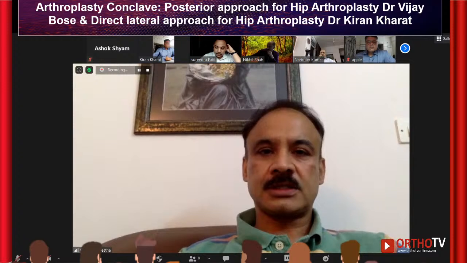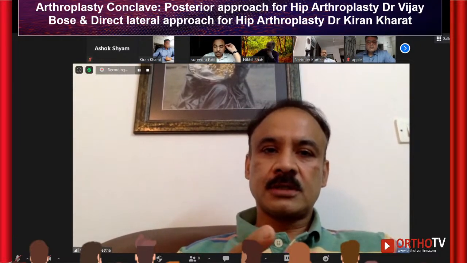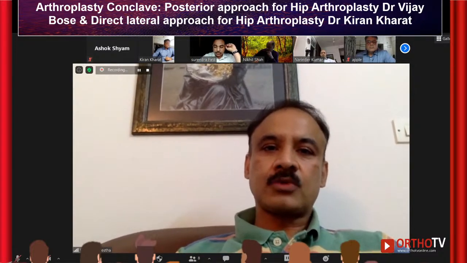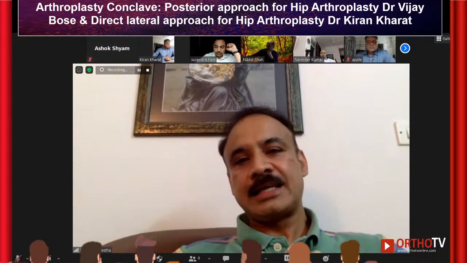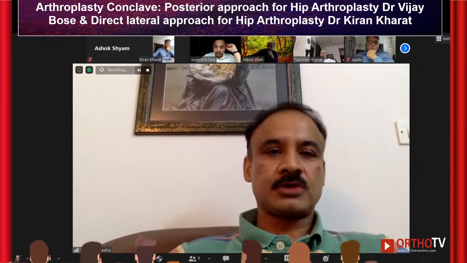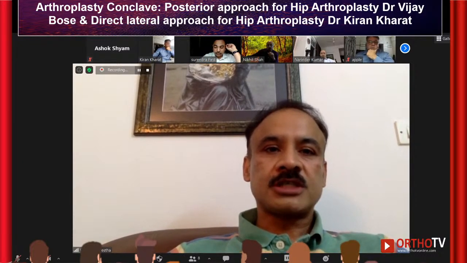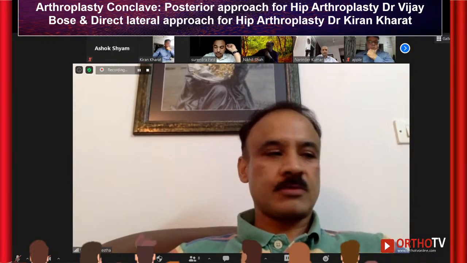All-round exposure, 360-degree placement of retractors, ability to get the right version automatically to an extent, because your hand always remains anterior, or the native version is easier from an anterior or direct lateral approach as compared to posterior, where you have to do it consciously going by the landmark. That is one difference I felt on the acetabular side.